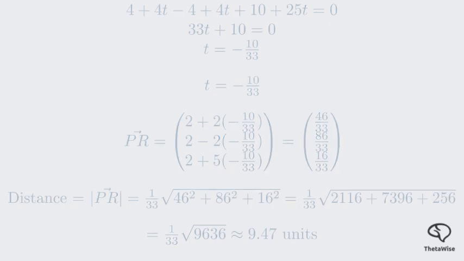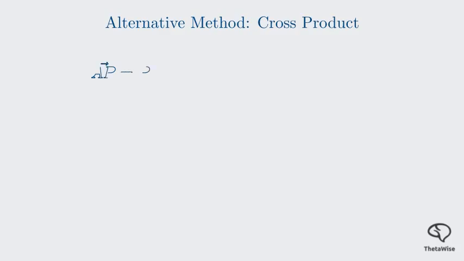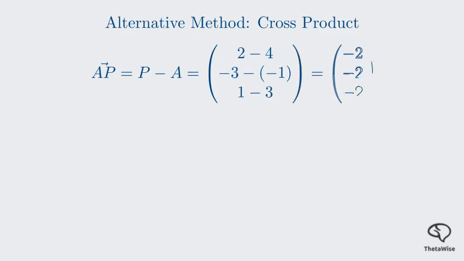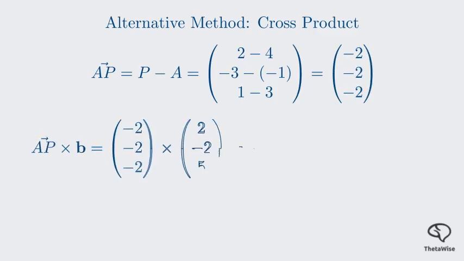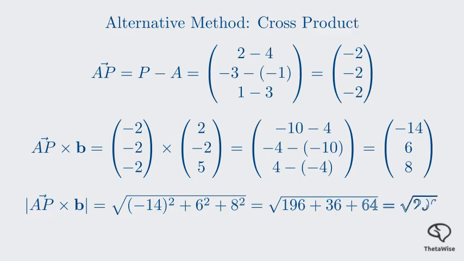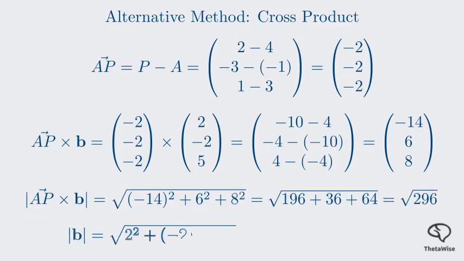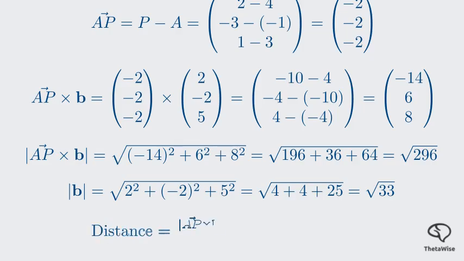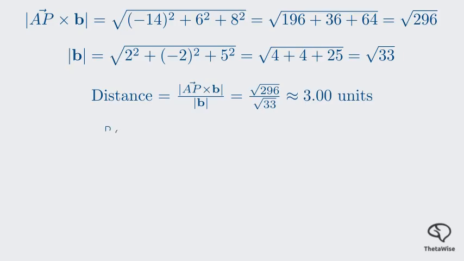So the shortest distance is 947 units. Alternatively, using the cross-product formula, we have AP equals (2-4, 3-1, 1-3). AP cross B is (2, 14, 18). The magnitude of AP cross B equals the square root of 4 plus 196 plus 324, equals the square root of 524. The magnitude of B is the square root of 4 plus 4 plus 25, equals the square root of 33. Distance is the square root of 524 over the square root of 33, which is also approximately 3.99 units.